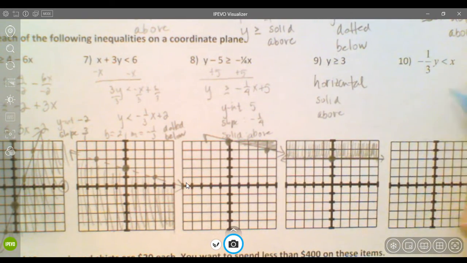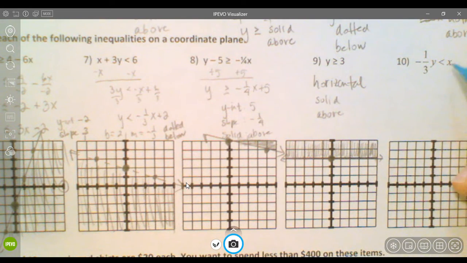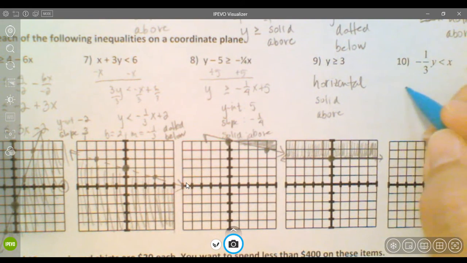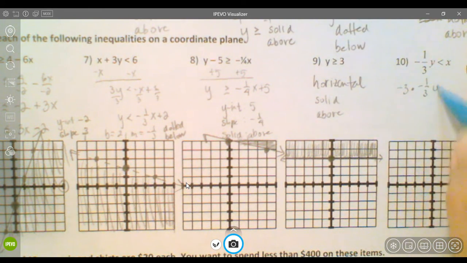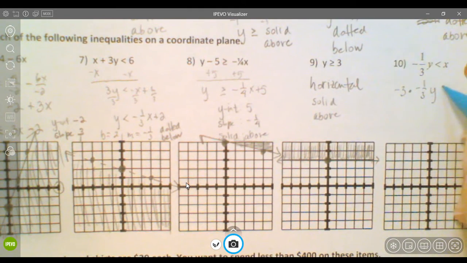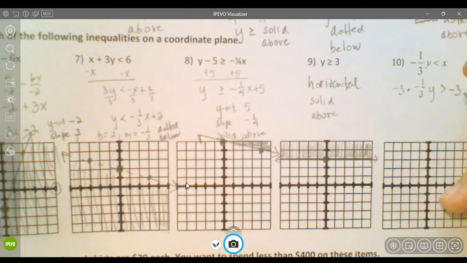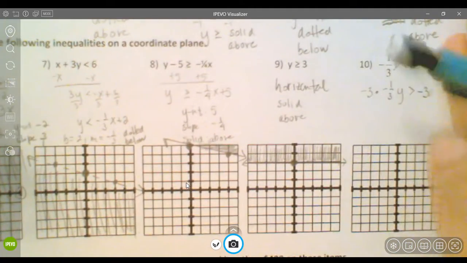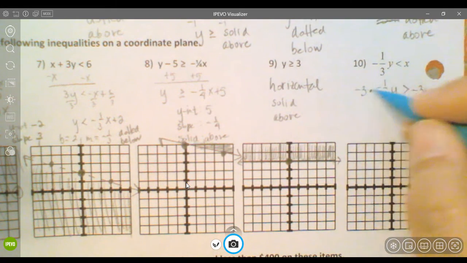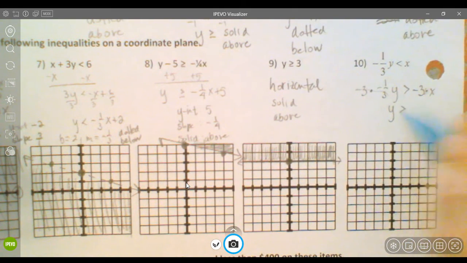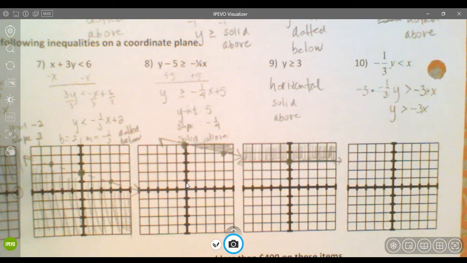Boy, and this last one, negative 1/3 y is less than x. Okay, I don't care for the negative 1/3, so we're going to have to multiply by the reciprocal of negative 1/3, which is negative 3. But when we do that, remember, it turns around my inequality. Let me show you it multiplying. Okay, so we'll get negative 3 times x. So these will divide out. We get y is greater than negative 3x.